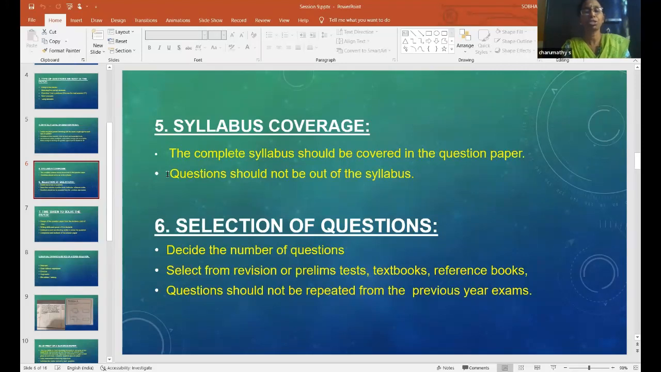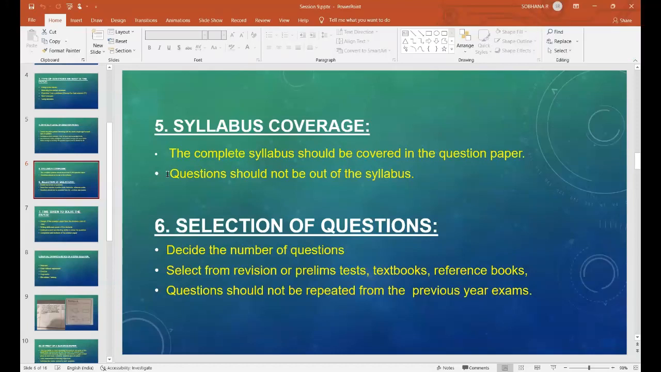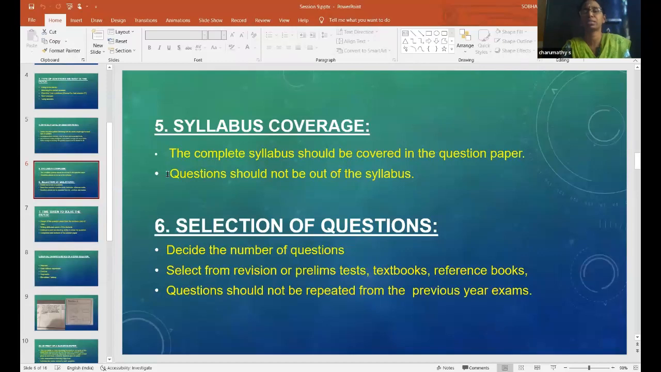And select from revision or preliminary test textbooks and reference books. So you would have done a lot of revision in the class, and of course, you would have conducted small tests or unit tests in the class. And you have gone through so many reference books, textbooks, everything. So select questions which are very nice and very interesting for the child to read and answer. That is very important. Don't select vague questions.